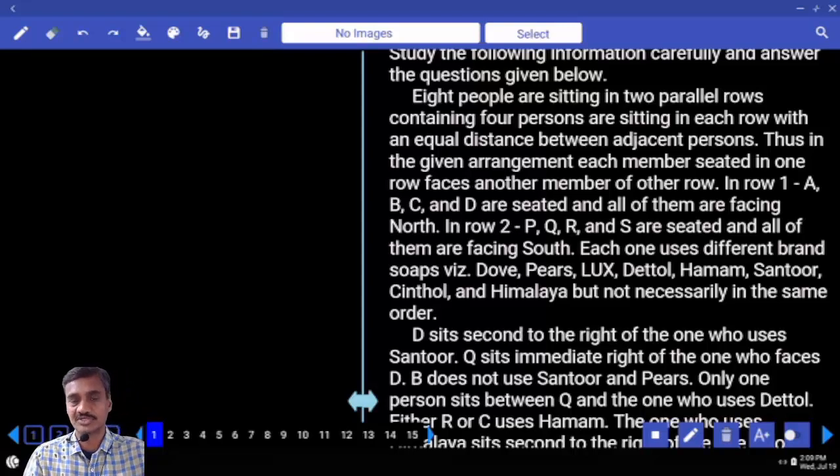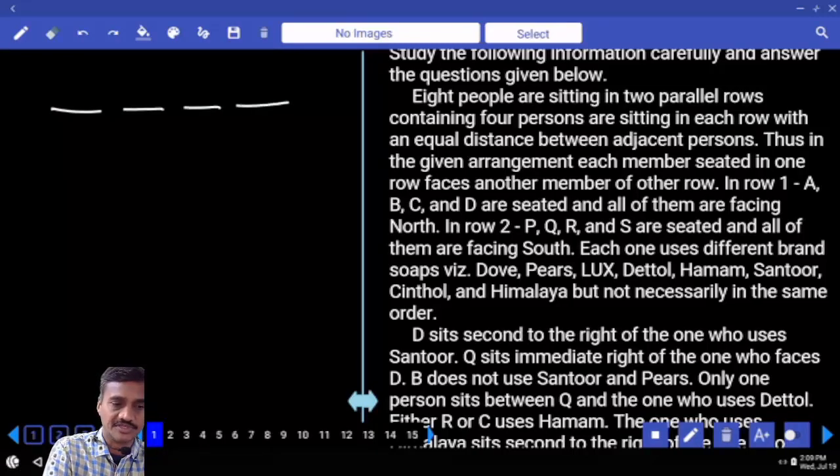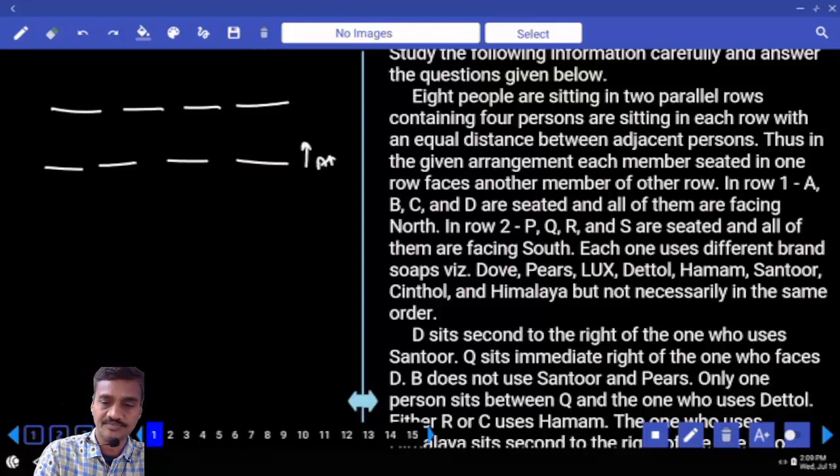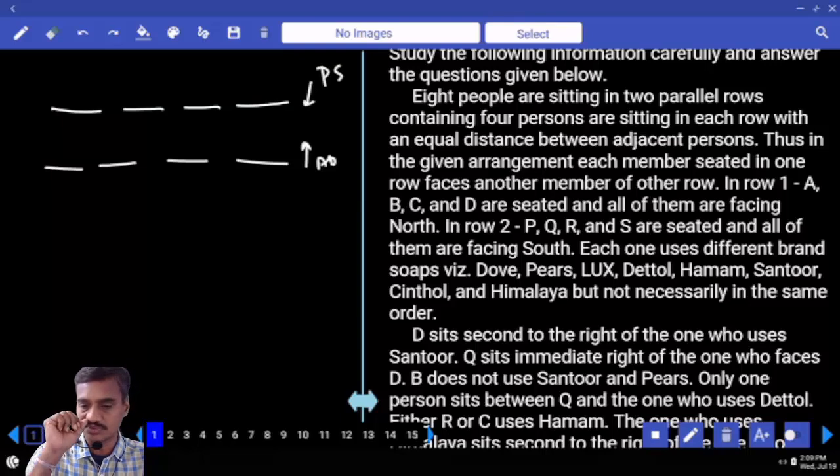Tell me, does it come under the first or the second priority? First priority, only 4 members were there, isn't it? Now 1, 2, 3, 4 are the 4 persons, and another 4 persons were here. The first row is A, B, C, D, all facing towards north, and the remaining 4 persons P, Q, R, S are facing towards south.